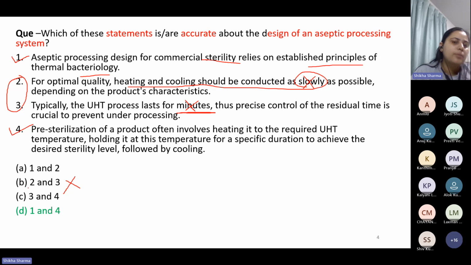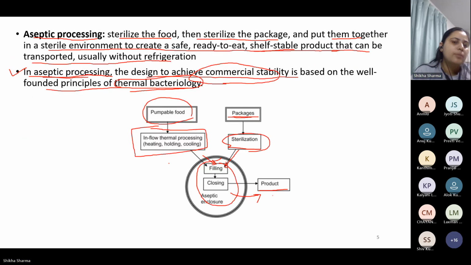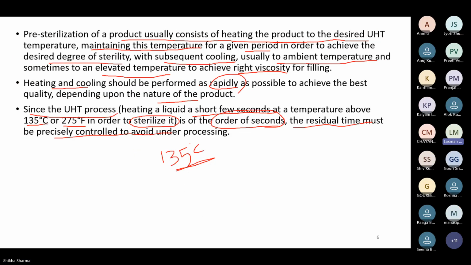So we cannot say option B is correct. We will say option D is correct. Statements 1 and 4 are correct. So have you understood this question? Is it clear? The person who had said option B. Yes, ma'am. Yes.